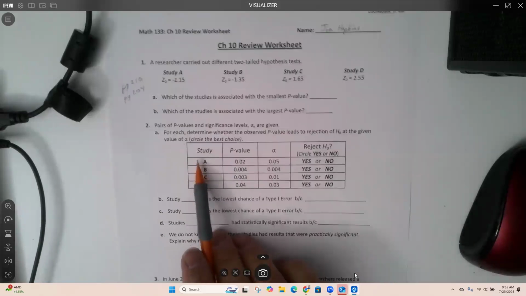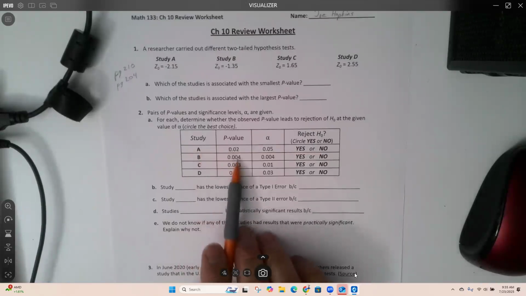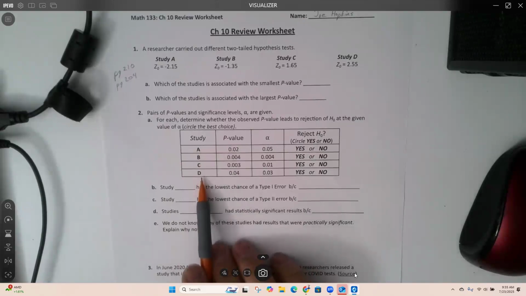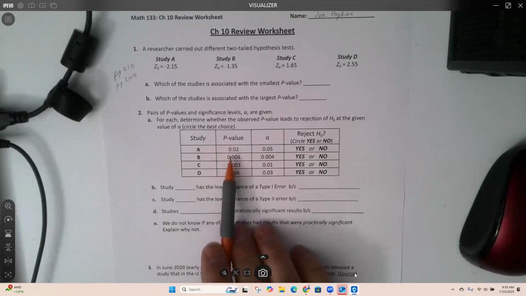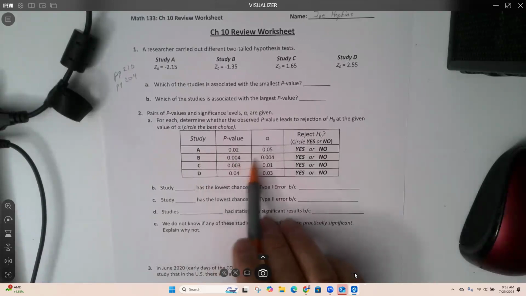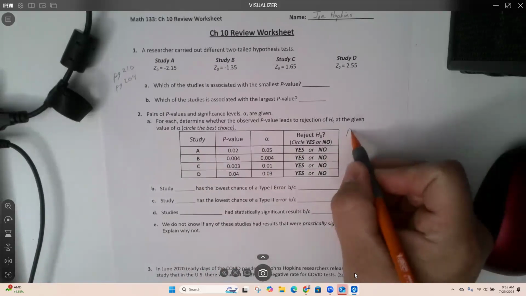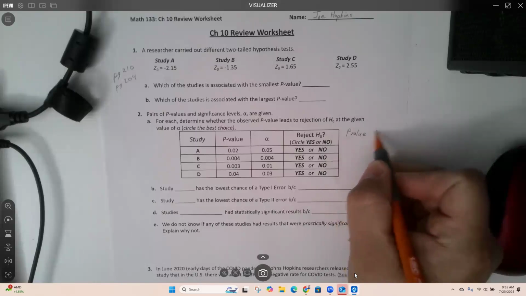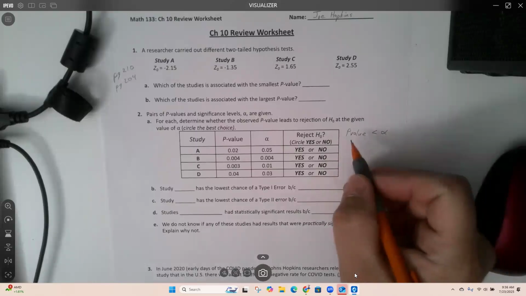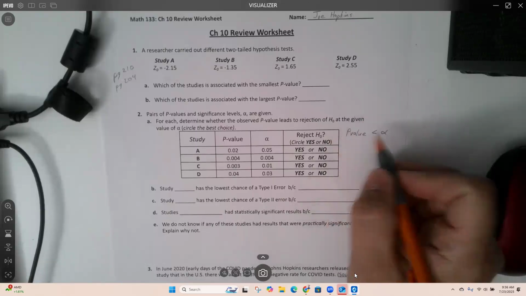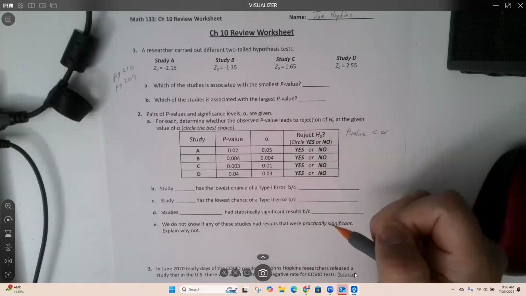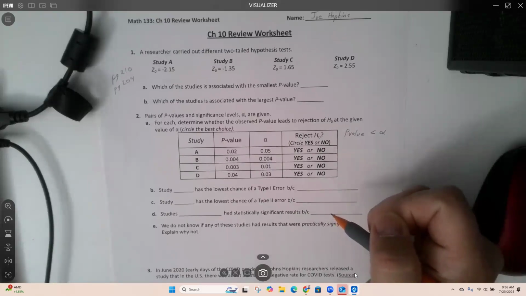Next, we have a couple different experiments, a couple different studies that we've done, and we're deciding if we want to reject the null hypothesis. The way that you tell if you reject the null hypothesis is you compare your p-value and your alpha. So if the p-value is less than alpha, then you would say yes.